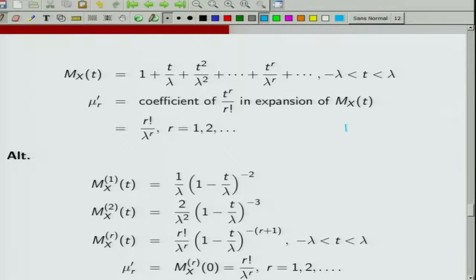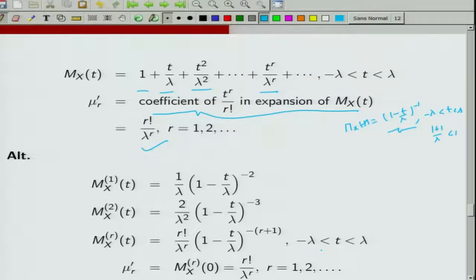So your M_X(t) is (1 minus t by lambda) to the power minus 1, and I have taken t to be between minus lambda and lambda. So mod of t by lambda is less than 1, so I can expand this in a geometric series. So this turns out to be 1 plus t by lambda plus t squared by lambda squared, up to t^r by lambda to the power r. What is mu r prime? It is the coefficient of t to the power r by factorial r in the Maclaurin series expansion of M_X(t). So I divide by factorial r and multiply. So the coefficient of t to the power r by factorial r is nothing but factorial r by lambda to the power r. So I have got the rth moment, which is factorial r by lambda to the power r.